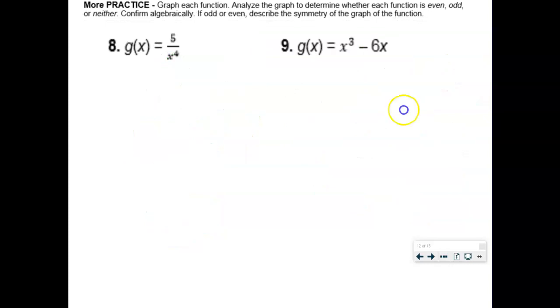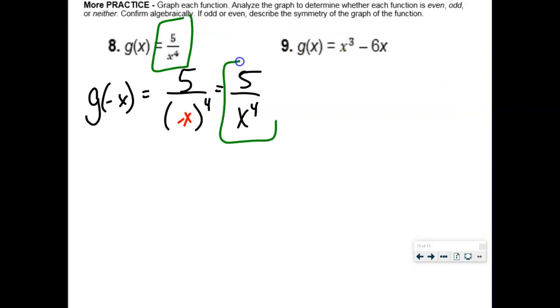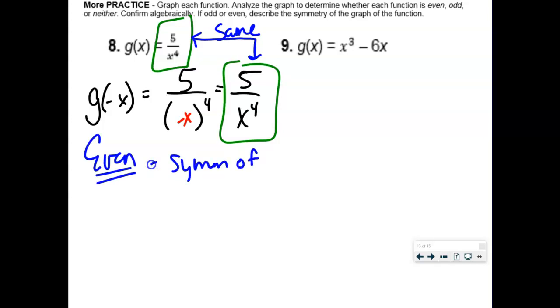Oh boy, number 8. Look at that. Let's go ahead and plug in a negative x, and then simplify it, of course. So what's going to happen to this denominator's term if you raise negative x to an even power like that? You're just going to come back to a positive, right? So 5 over x to the 4th back again. So if you would please compare that to the original. They're exactly the same, which means it is even. Very good. So bring it on home. Since this is an even function, that means it has symmetry of the y-axis. Very good.